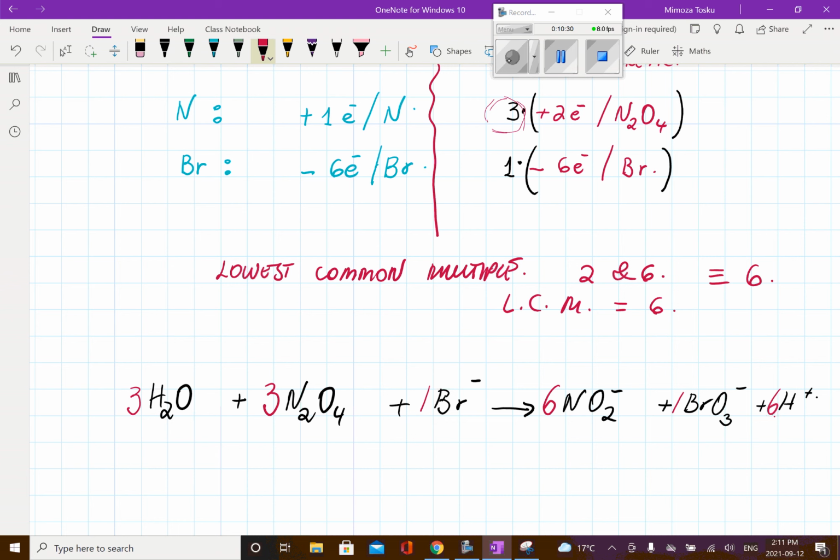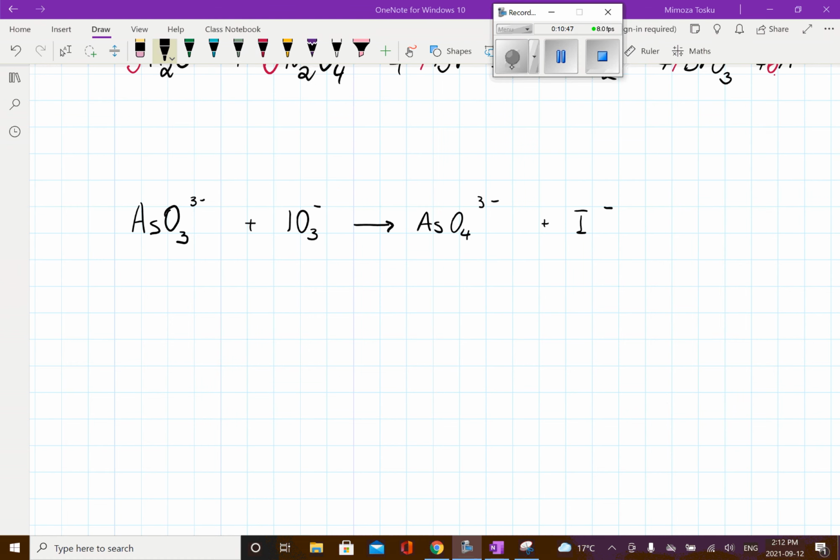I will post here another example, and then I will quickly go through the steps and explain it to you again, and we'll see more examples like this in class after that example that I will do now. This is the reaction. Let's first find the oxidation number of each of them.